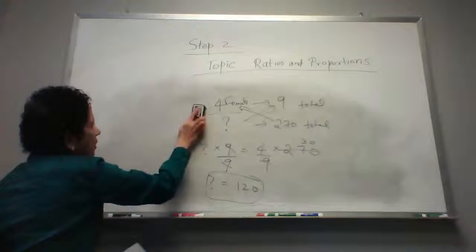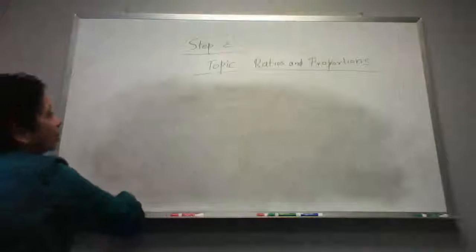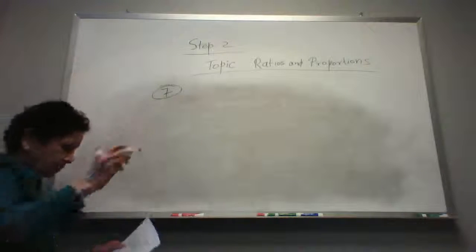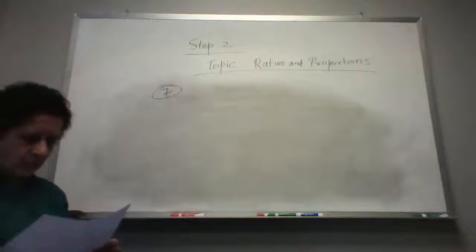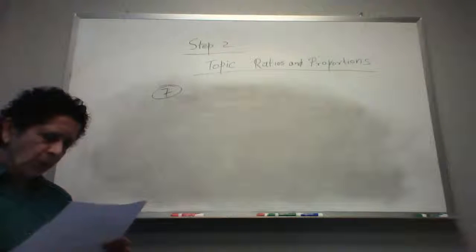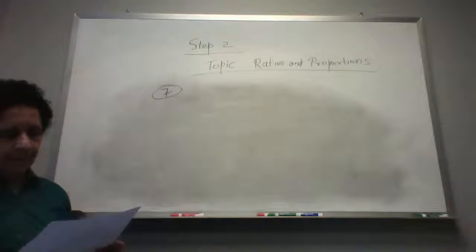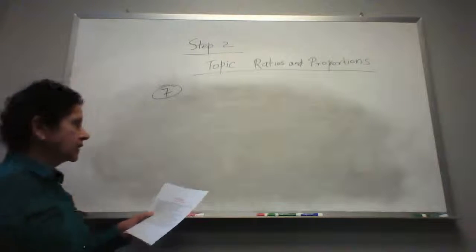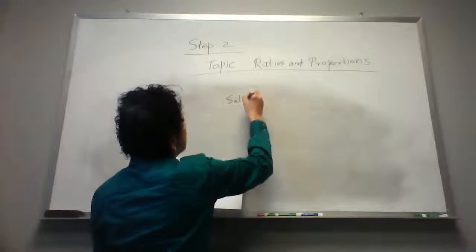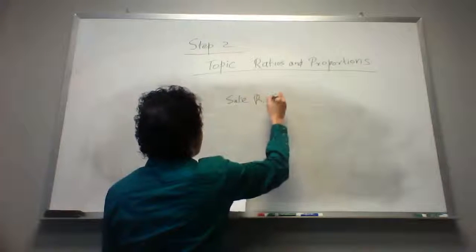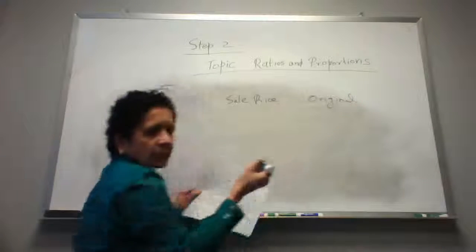Okay, so now let's move on to the next problem. Problem number 7. A treadmill is on sale for $156, a 35% off sale. What was the original price? Okay, so they are asking for the original price. So you've got the sale price they have given, and they are asking for the original price.